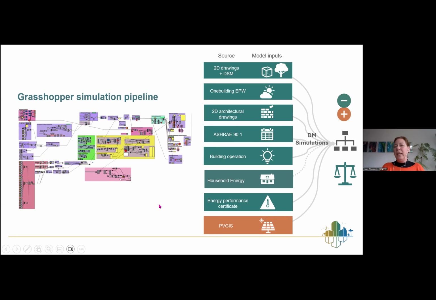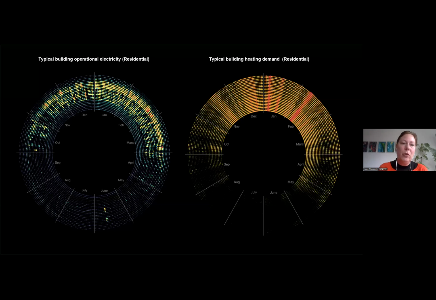And from the simulations, we also carry out the different optimizations where we look at the costs for the different measures we do in relation to the saved emissions and saved energy kilowatt hours. Here's just an example of visualization for the existing baseline for the household electricity and the heating for the existing building on an hourly resolution per day.